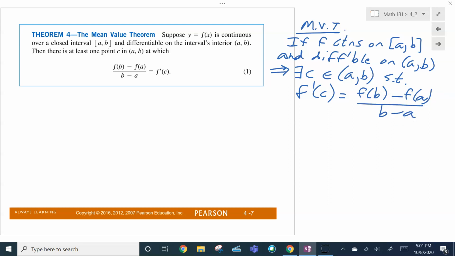Let's make a picture of this and see if we can make sense of it here. Okay, let's say I've got some thing like this here from a.